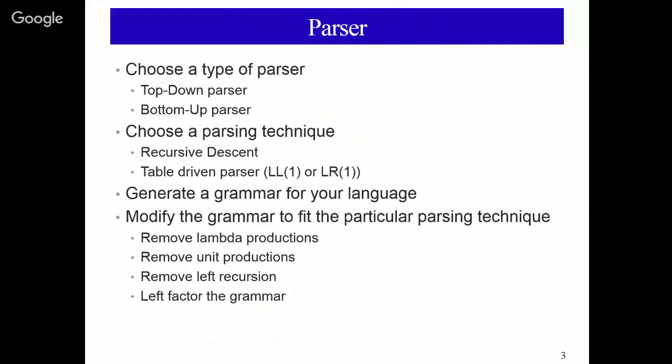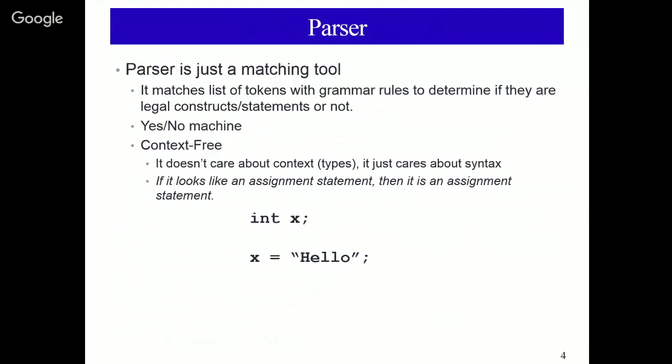So that's not optional. Well, lambda handles the optional. You either have the else or you have lambda. That's optional. And parsing, like I said, is really just a matching tool. It's context-free because we don't really care about the context yet. Types. If it looks like a statement, it's a statement.